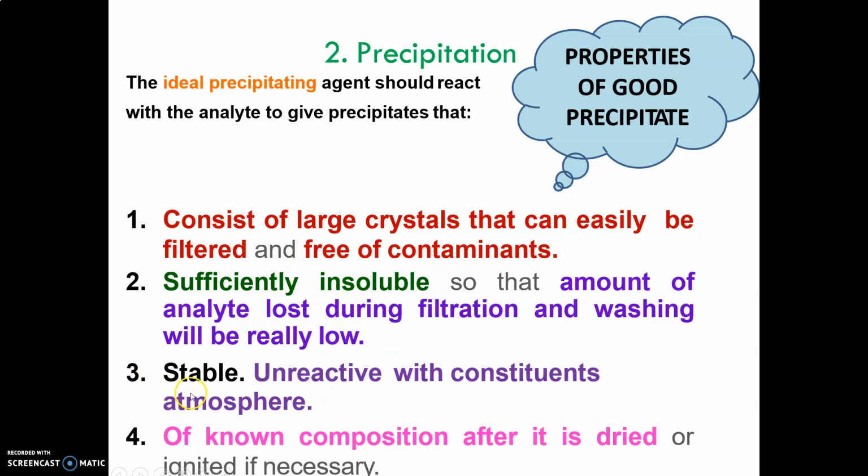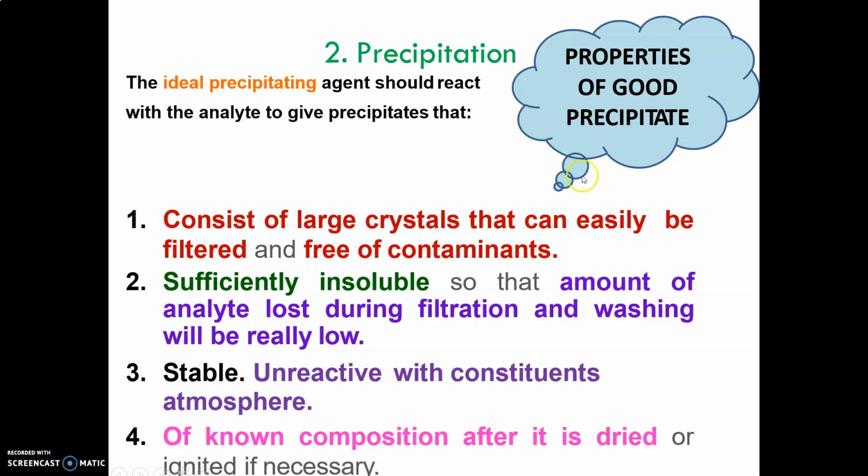And then it must be stable, unreactive with constituents of the atmosphere. And the last one, it must be of known composition after it is dried or ignited if necessary. So for the final compound you get, you must know the composition of the compound.